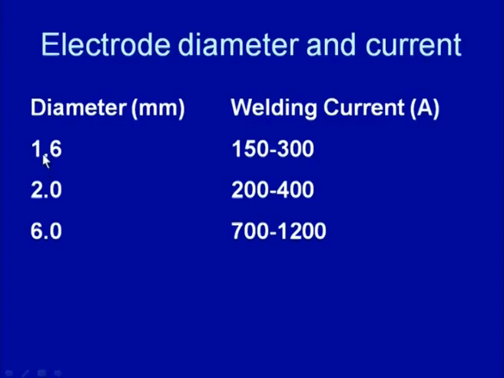While the use of higher current with a given electrode diameter can increase the melting rate and can increase the penetration also, the use of an electrode of larger diameter for a given current value will reduce the penetration depth into the base metal. So, it is important to select the correct welding current for a given electrode diameter, or the correct diameter for a given welding current.